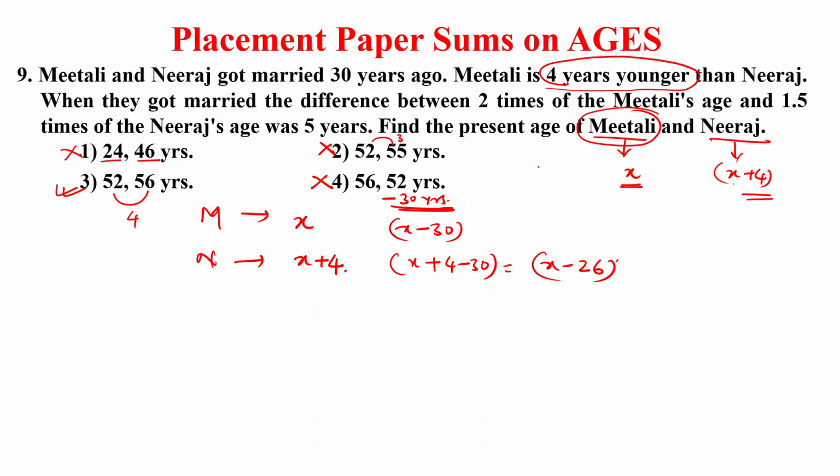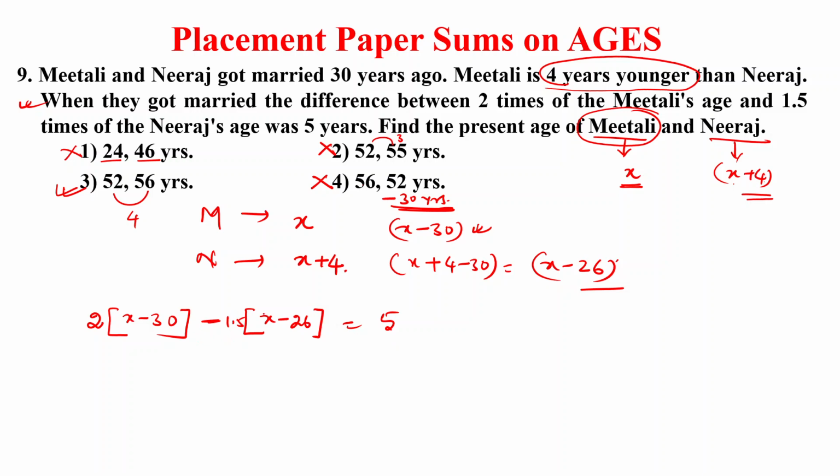Now look at the equation. When they got married, that means this is the age. The difference between 2 times Meetali's age. What is Meetali's age? X minus 30. Okay, and they are telling the difference, right? So difference is nothing but minus how much? 1.5 times the Neeraj's age. What is Neeraj's age? X minus 26. This is equal to 5 years. This is the equation. This is very easy, right?